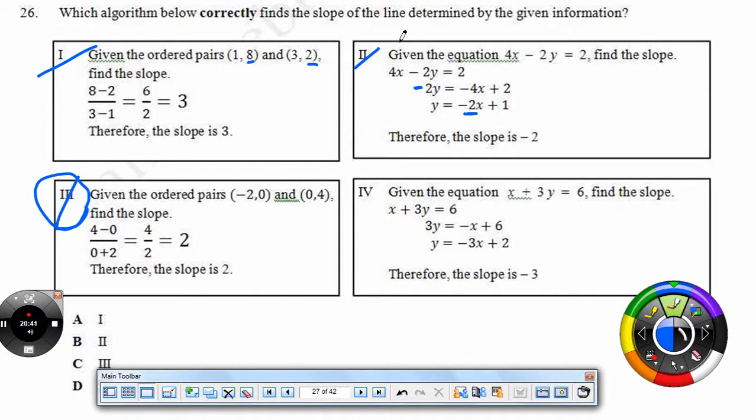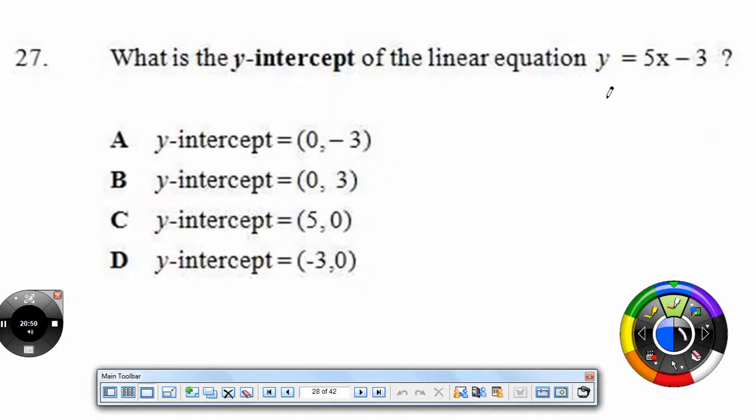So what did I say? 26 is C. The y-intercept, so this one's pretty quick. It's already in slope-intercept form, so 0, negative 3.